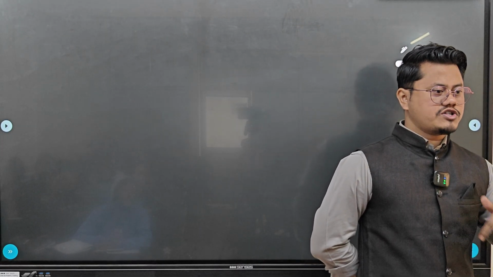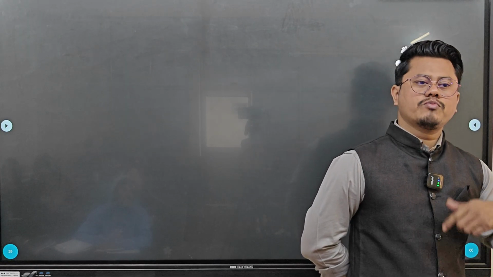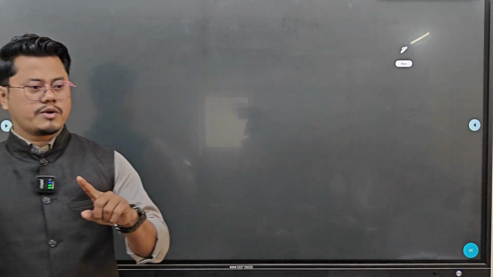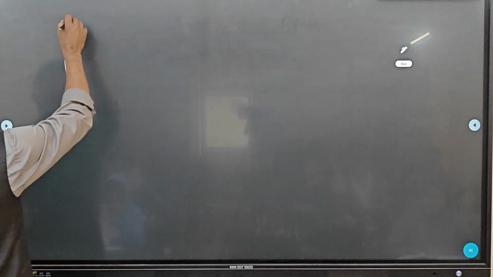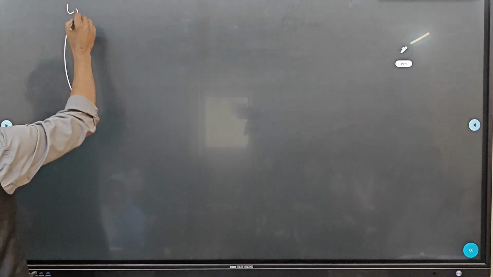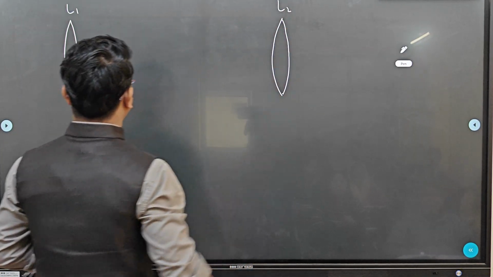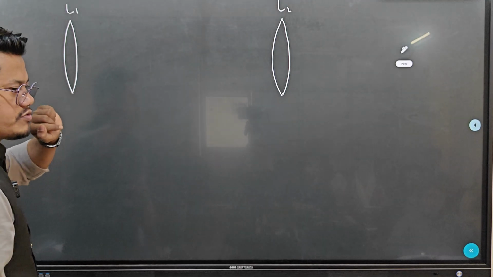If a lens can converge more, then the power is more. If a lens can diverge more, then the power is more. Only a convex lens can converge and only a concave lens can diverge. So let me take the example of converging power. For that, I am considering two convex lenses, this is lens L1 and this is lens L2.